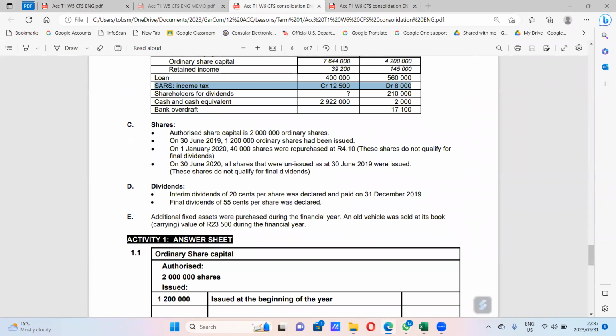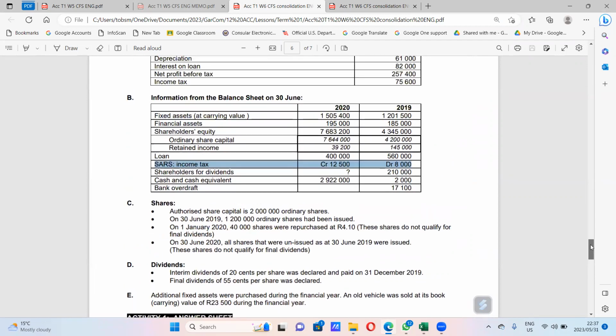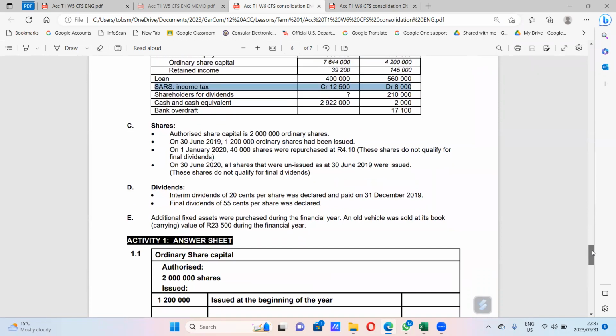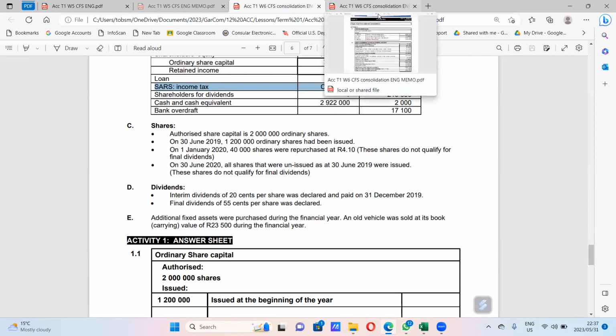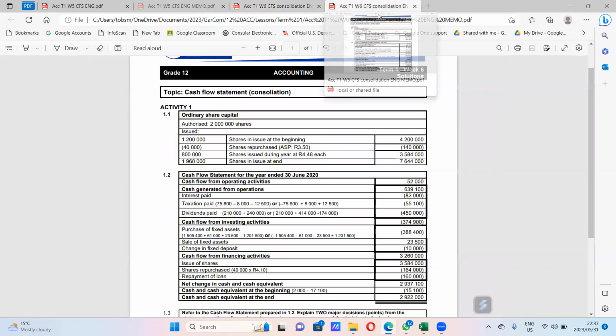Like here, on 30 June, 1.2 ordinary shares had been issued. What is our year end? Just hold on. The year end is 30 June, so this is what we need. This is the opening balance. Then on 30 June, all shares that were unissued were issued. I don't want to go into the whole way of working it out, because we are not doing shares or the ordinary share capital note; we are doing the cash flow statement. So this one will deserve another slide.